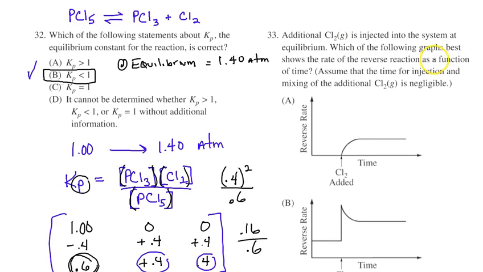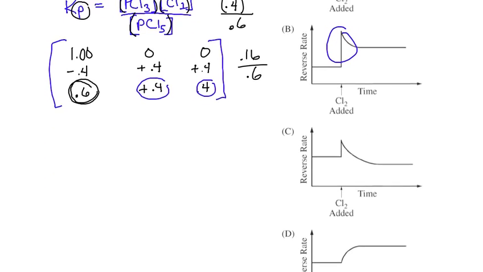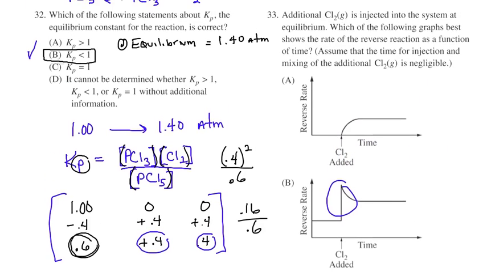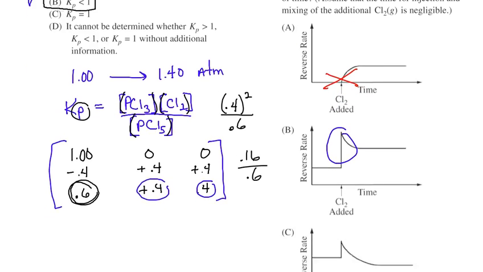Additional chlorine is injected into the system at equilibrium. Well, if additional chlorine is being injected, it's going to be a big spike. So I'm looking at basically between C and B already. It's not going to do that. Now, if we're adding more chlorine to this reaction at equilibrium, there already is some chlorine there. By the fact that it's equilibrium, we have a forward rate and a reverse rate. There is going to be some chlorine going back and forth, so we're not going to start from 0, another reason to get rid of that.